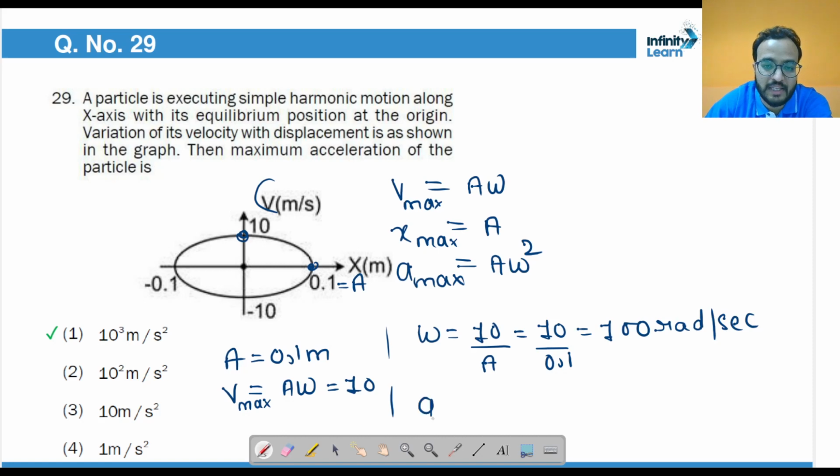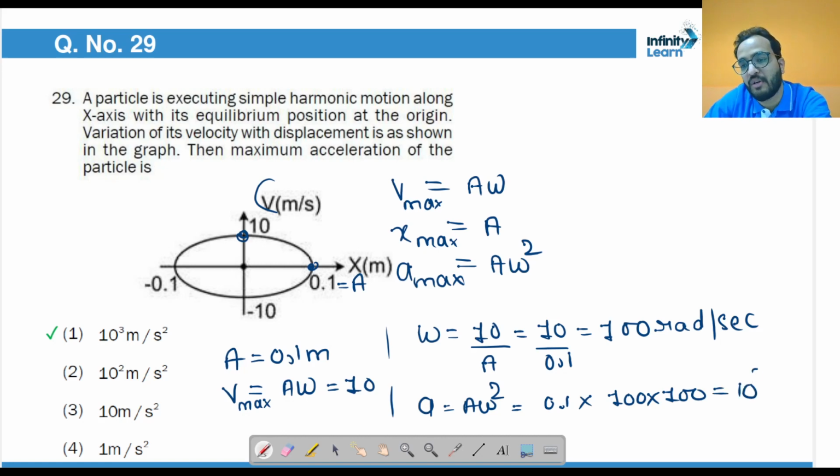After this, what is acceleration? A omega square. A is 0.1. Omega square is 100 into 100. I guess it is 10000 or 10 to the power 4 meter per second square. Got it? Even if it is an ellipse and you don't understand the graph, you can at least figure out from the graph when the velocity is maximum. This is the maximum position displacement, that is amplitude. This is the maximum velocity, A omega, right?